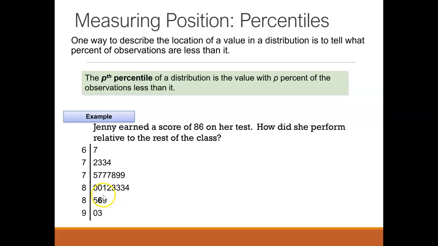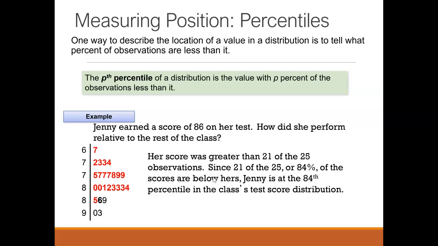So how many people were below Jenny? So I see Jenny and 3 people higher than her. So there's 21 people below Jenny. Everybody agree with that? So her percentile rank would be 21 out of 25, or 84%. Is everybody okay with how I did that? So again, you're only counting the observations below.